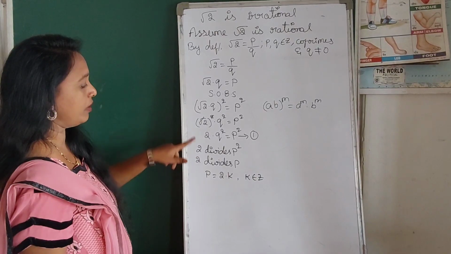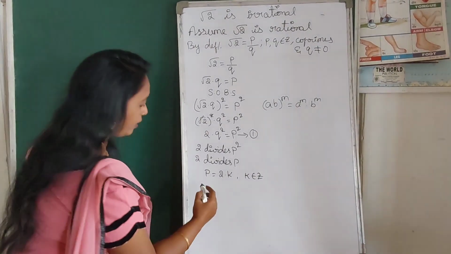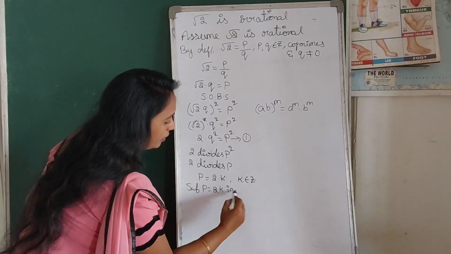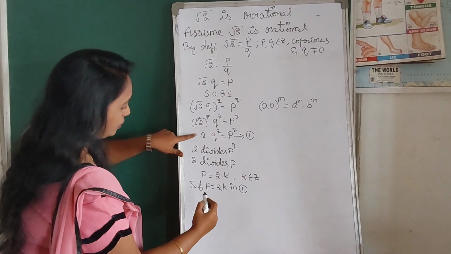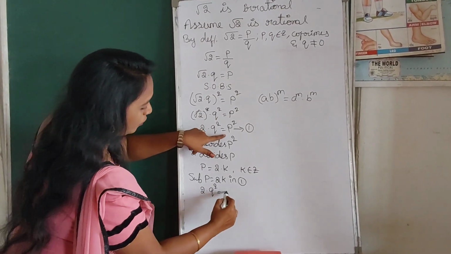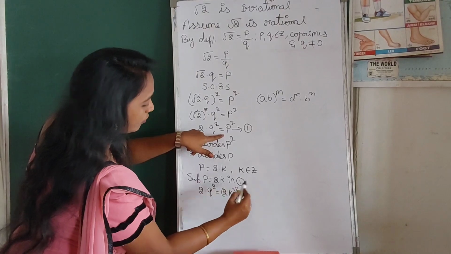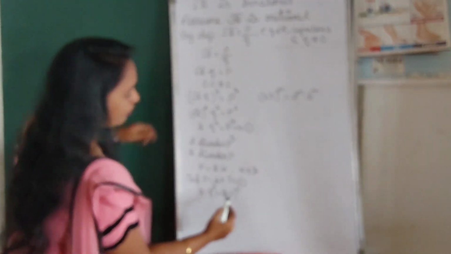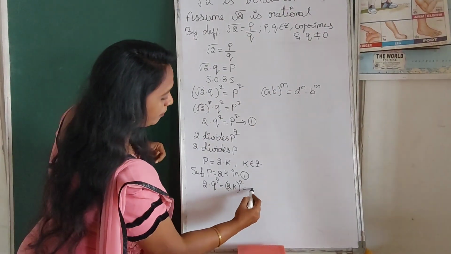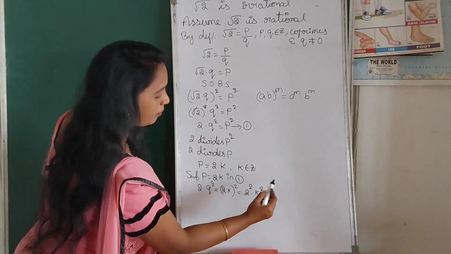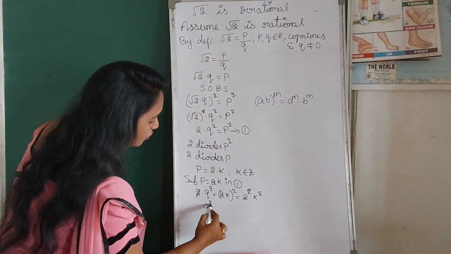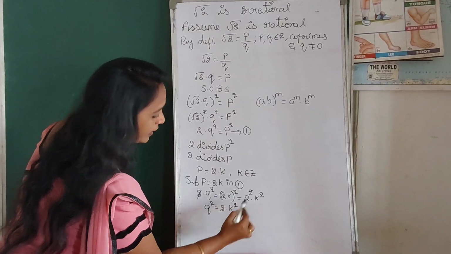Now substitute this p value in equation 1. So substitute p is equal to 2k in equation 1. So 2 into q square is equal to, in place of p you keep 2k whole square. Again this is in the form of ab whole power m, so this can be written as a power m into b power m. Here 2 and this square get cancelled. That is, q square is equal to 2 into k square.